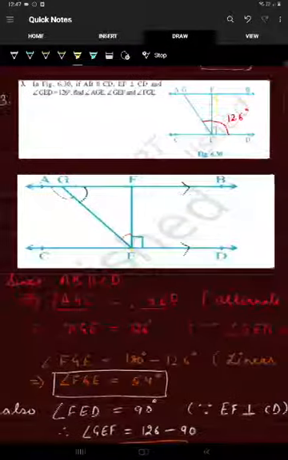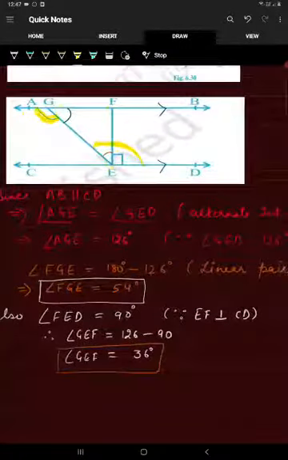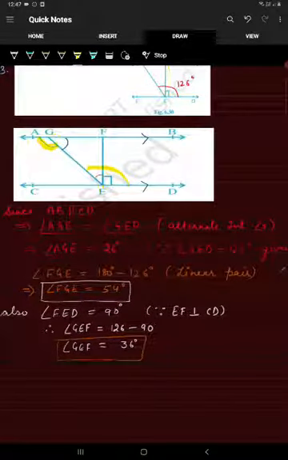Here, since AB is parallel to CD, angle AGE will be equal to angle GED. These two angles will be equal, because these two angles are on the alternate side of the transversal, and AB is parallel to CD. Therefore, these two angles are alternate interior angles. Therefore, the value of angle AGE is 126 degrees because GED is given to be 126 degrees. We easily found the value of AGE.